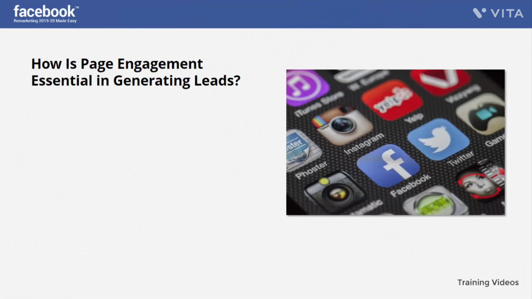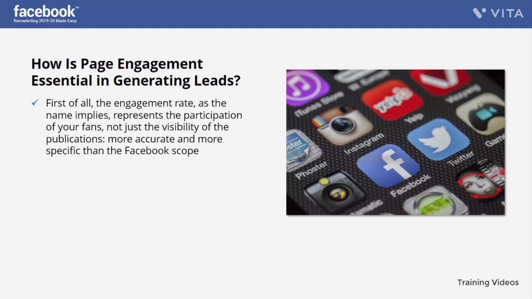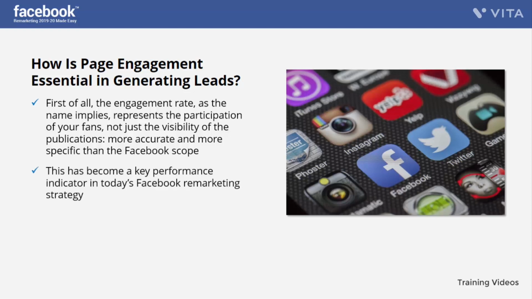How is page engagement essential in generating leads? First of all, the engagement rate, as the name implies, represents the participation of your fans, not just the visibility of the publications. More accurate and more specific than the Facebook scope. This has become a key performance indicator in today's Facebook remarketing strategy. Though showing your posts to 30,000 people will not bring you any value if only 6 to 10 of them interact with your content. Besides, Facebook values the engagement rate.